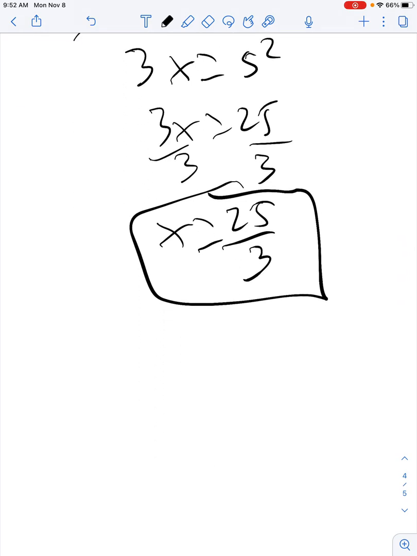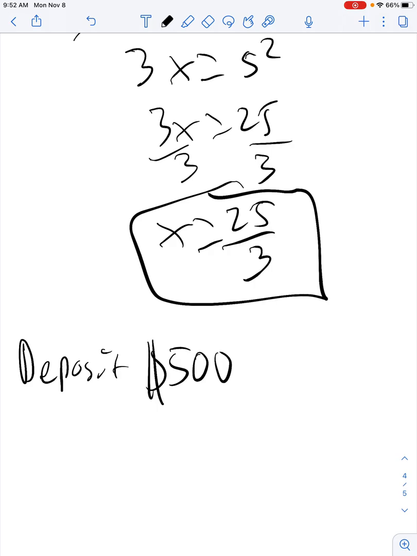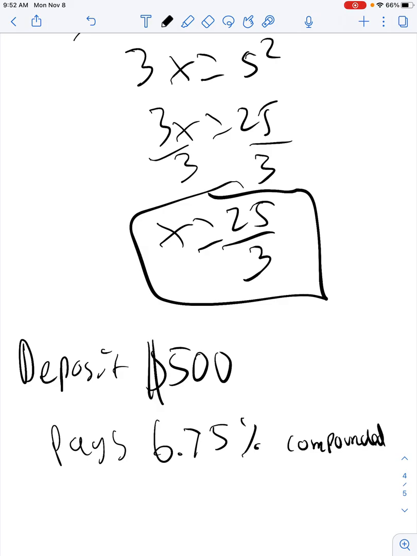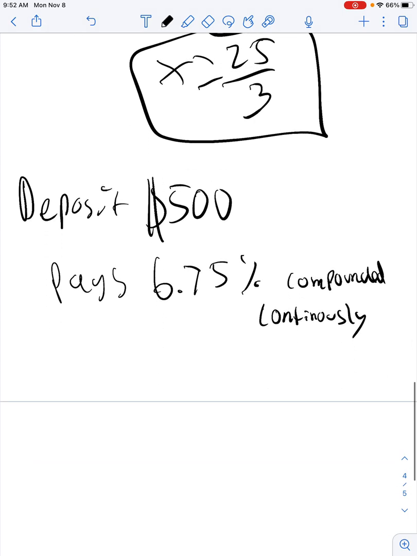All right, doubling an investment. This is when e is used a lot, is with interest. So let's say you deposit $500 into an account that pays 6.75% interest, compounded continuously. So that means it never stops. Every second, every millisecond, it's continuously compounding. Which, if you're an investor, you like that.